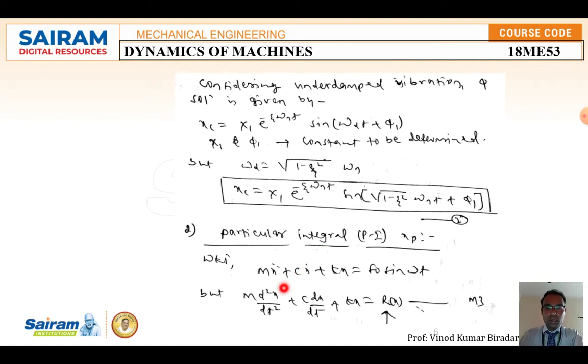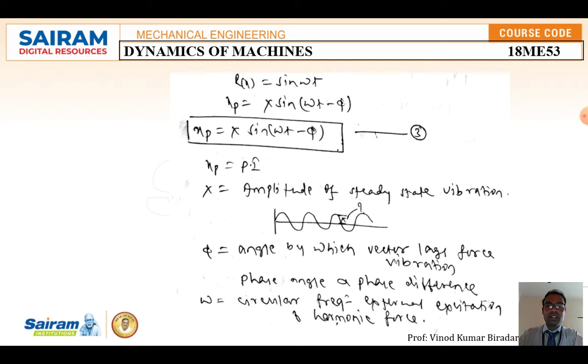This is similar to: m times x double dot, which is the double derivative d square x by dt square, plus c times x dot, which is dx by dt, plus kx is equal to the external force, R of x function. While studying M3 you solve it the same way. F0 sin omega t is R of x function. So xp is equal to x sin of omega t minus phi. This is similar to the equation you studied in the M3 subject, so use that knowledge.